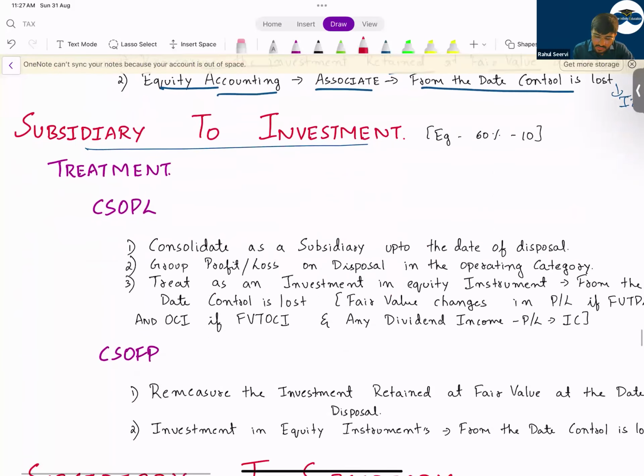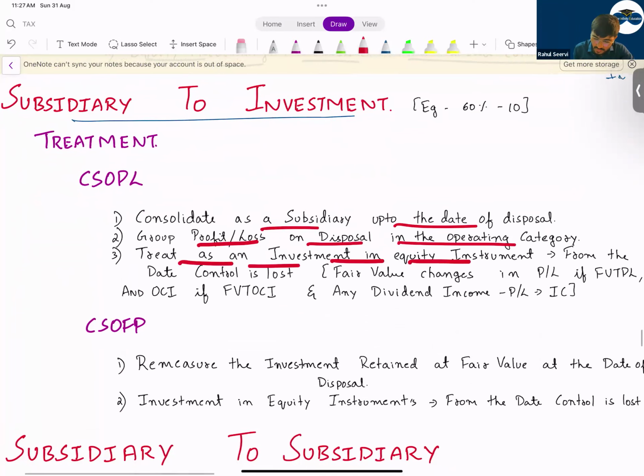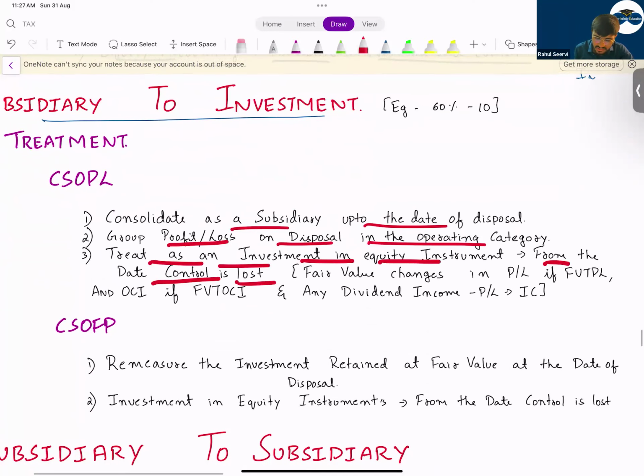Consolidate as a subsidiary up to the date of disposal. If I say after 6 months we are disposing, then only 6 months of P&L will be consolidated. Group profit and loss on disposal in the operating category. Treat as an investment in equity instrument from the date control is lost. Either fair value change in P&L if fair value through P&L, and OCI if fair value through OCI. Any dividend income received goes to P&L under investing category.